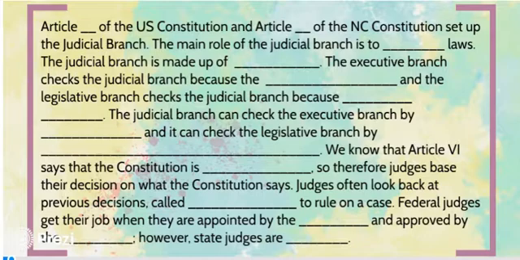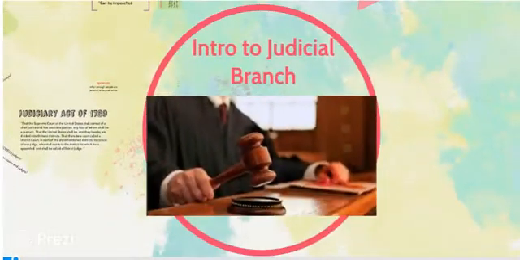Judges often look back at previous decisions called precedent, because pre means before, to rule on a case. And federal judges get their job when they are appointed by the president and approved by the Senate. However, state judges are elected. State judges are elected.